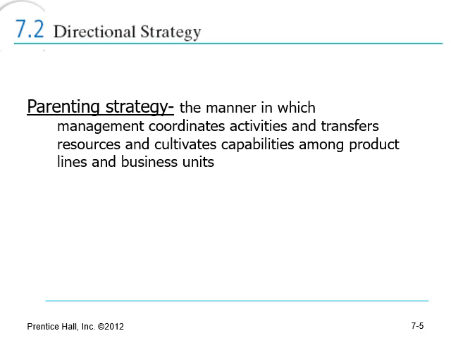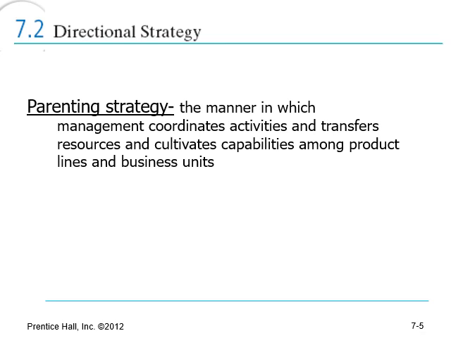For parenting strategy, he said here something like you have to act like a father, a father of all the business units. It is the manner in which management coordinates activities, transfers resources, and cultivates capabilities among product lines and business units. You are the parent, and you have your children all over the business units, and you must coordinate among them. You must distribute activities, resources, and capabilities among your children. Here your children are product lines, business units, branches, divisions, or assembly lines.